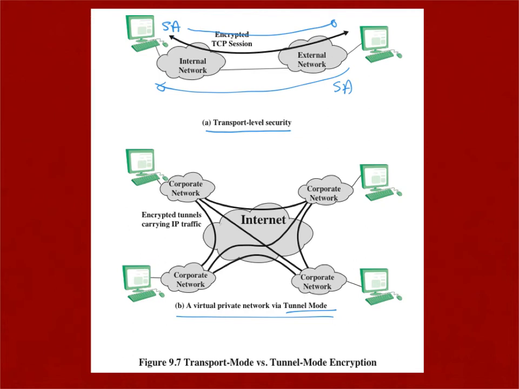For transport mode, the ESP header or the AH header is after the original IP header. We'll see how it's done. But in the tunnel mode, we have a tunnel between one local private network and one remote private network. And again, you have a security association for each of these tunnels, for one direction and another one for the other direction, for all of them.